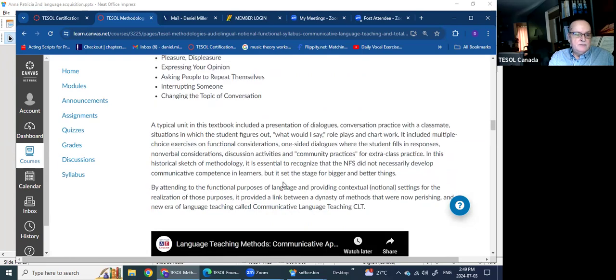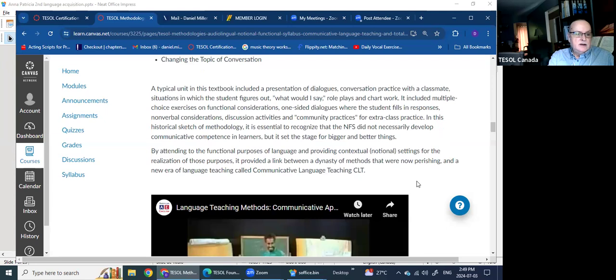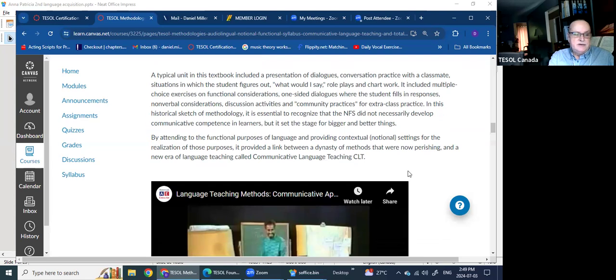Canvas platform. By attending to the functional purposes of language and providing contextual notional settings for the realization of those purposes, it provided a link between a dynasty of methods that were now perishing and a new era of language teaching called communicative language teaching, CLT.